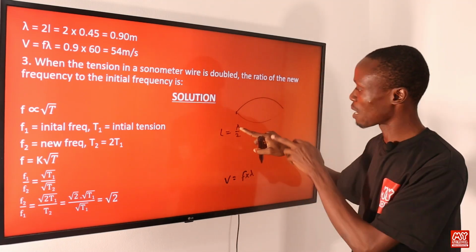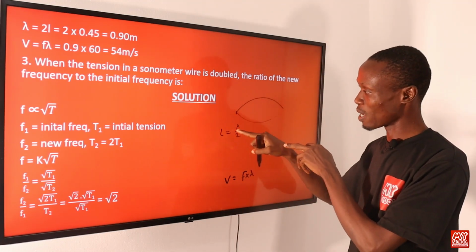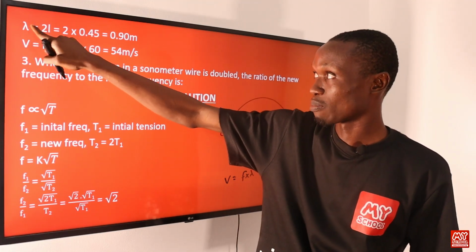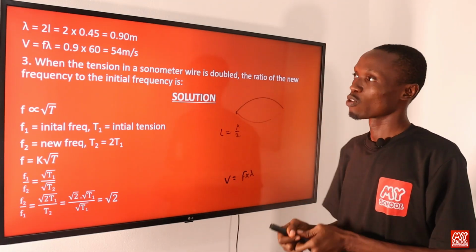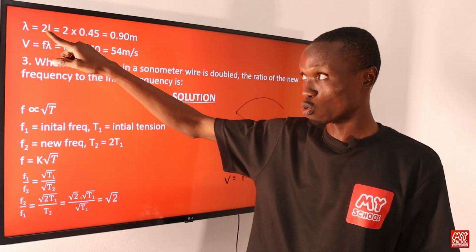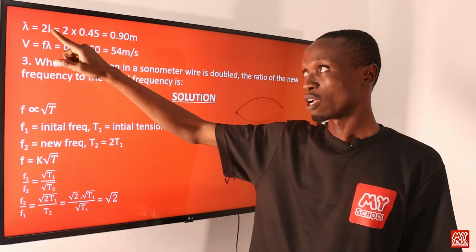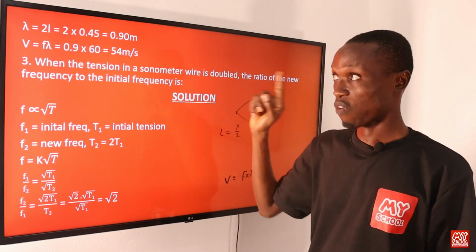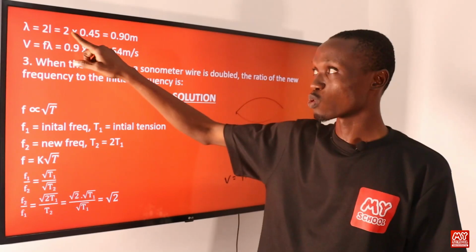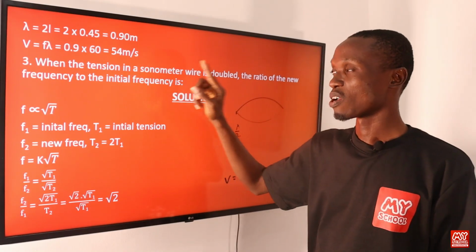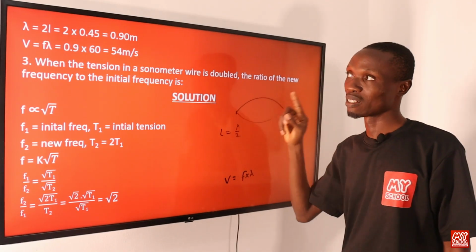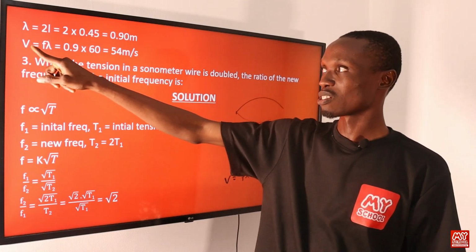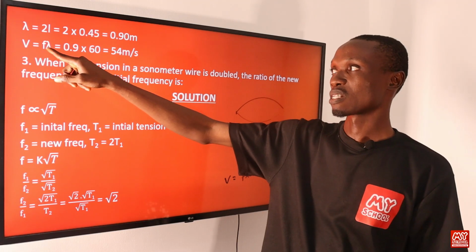So if we decide to make lambda the subject of formula, we'll be having lambda equals 2L. So that is how we obtain lambda equals 2L. We multiply the length by 2 since lambda is equal to 2L. So in place of L here, we replace with 0.45, so that we'll be having 2 times 0.45, and that will be equal to 0.90 meters.